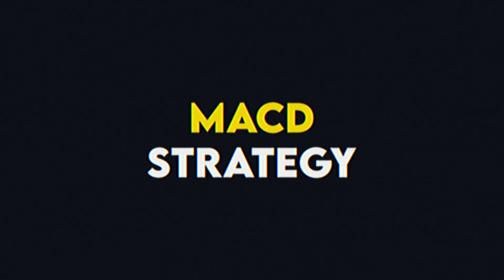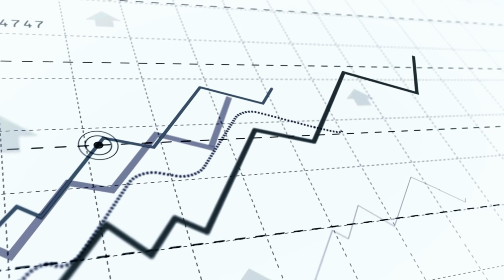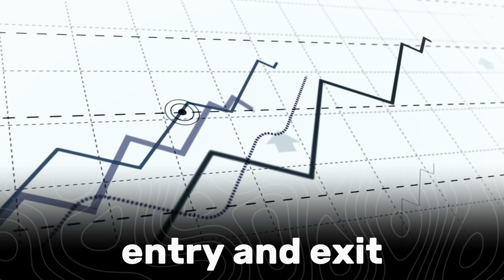Now let's talk about indicators. Moving averages help spot trends, RSI detects overbought and oversold conditions, and MACD signals trend changes. Choose indicators that complement each other instead of using too many. Simplicity is key. A strategy is useless without clear entry and exit rules.